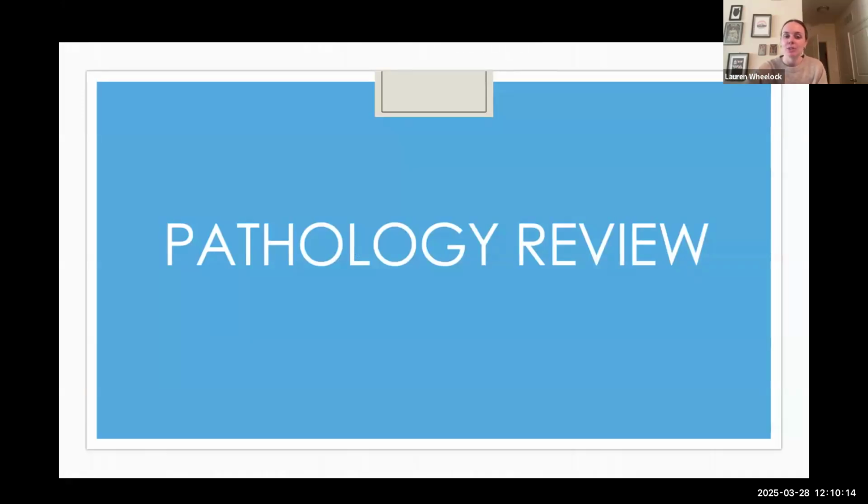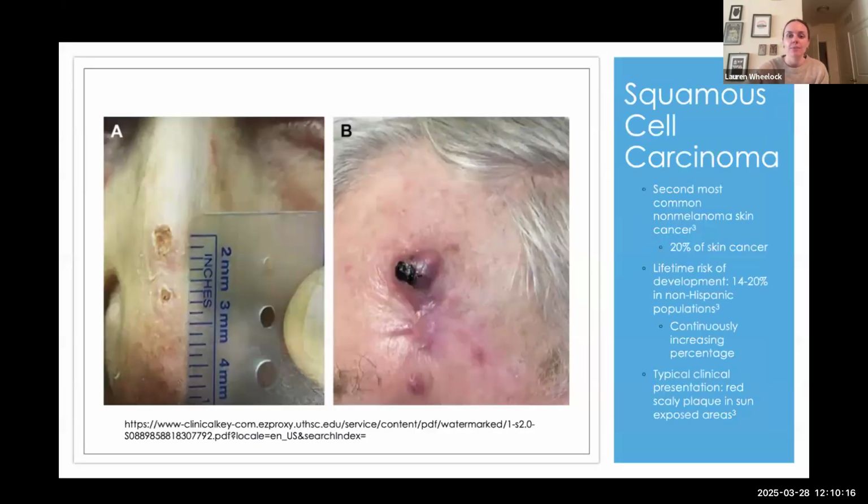So let's talk about squamous cell carcinoma pathology. Squamous cell carcinoma is the second most common non-melanoma skin cancer. It accounts for around 20% of all skin cancer diagnoses. There's a lifetime risk of development for non-Hispanic populations of between 14 and 20%. However, that percentage is continuously increasing.